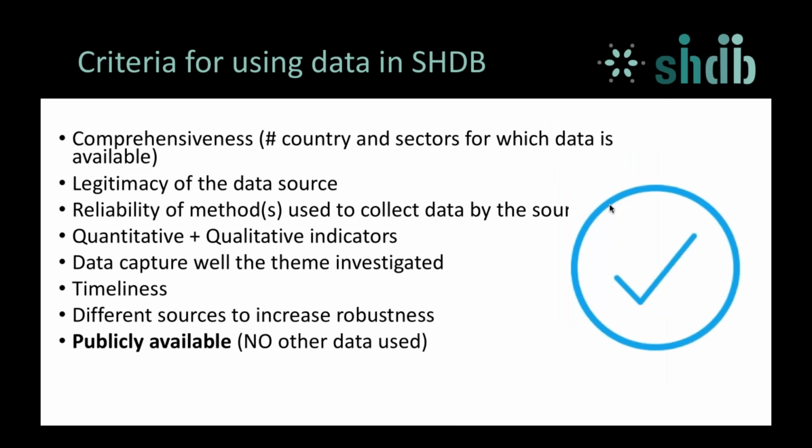We use several criteria for using data in the Social Hotspot Database. Because we provide information for so many countries and sectors, we look at the comprehensiveness of information available, the legitimacy of the data source, and the reliability of the method used to collect information by that source. We like to have a mix of quantitative and qualitative indicators. We look at the meaningfulness of the data available and the timeliness. We like to use different sources when relevant to increase the robustness of the results. And we only use publicly available information, so you can always go back to the source.